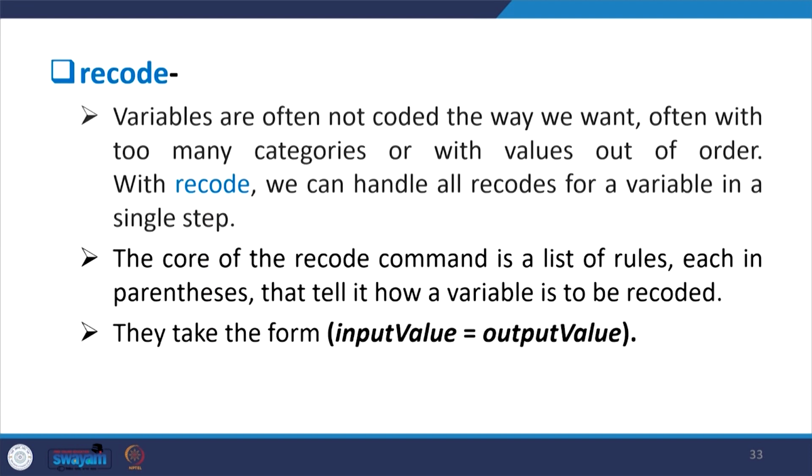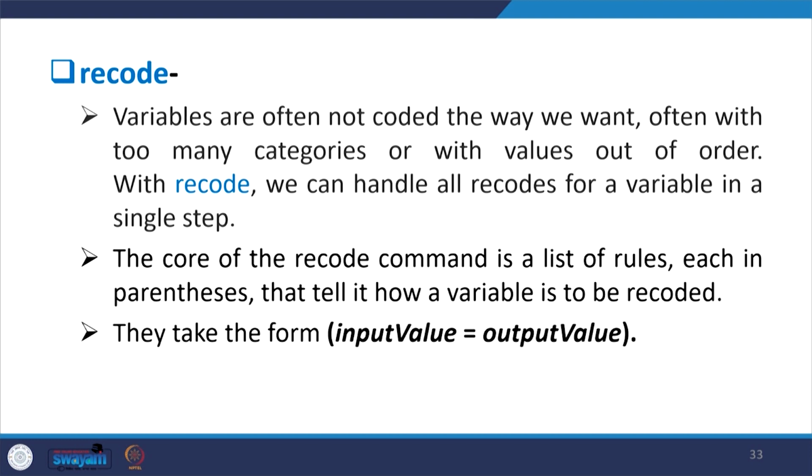Then the next one is called recode. Recode variables are often not coded the way we want. Like in NFHS, you will get some files called recode, like the individual recode. They have recoded the file and made it handy for your use. Variables are often not coded the way we want, often with too many categories or with values out of order. With recode we can handle all recodes for a variable in a single step.